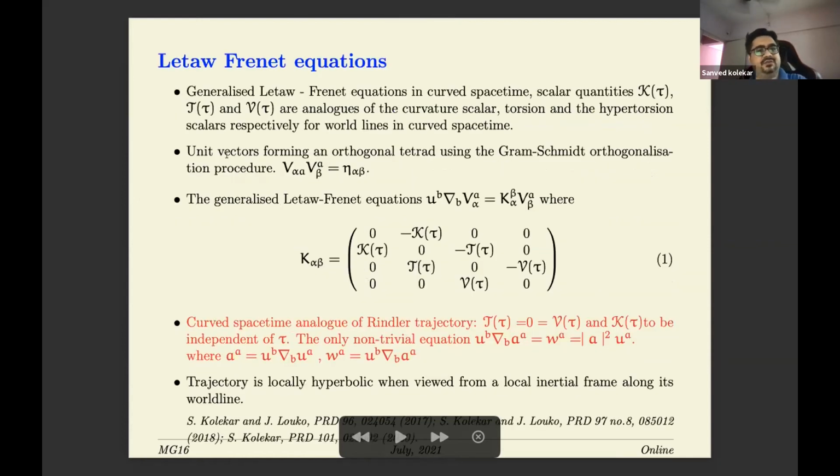This is the Letaw-Frenet equations. This is the generalization of the usual Frenet-Serret equations which you have learned in differential geometry. So you have the curvature scalar and the torsion scalar to describe a curve which moves freely in the background three-dimensional Euclidean geometry. But now since we want to talk about four-dimensional spacetime, we generalize it to what is known as the Letaw-Frenet equations. They are again in terms of the usual four tetrad vectors.